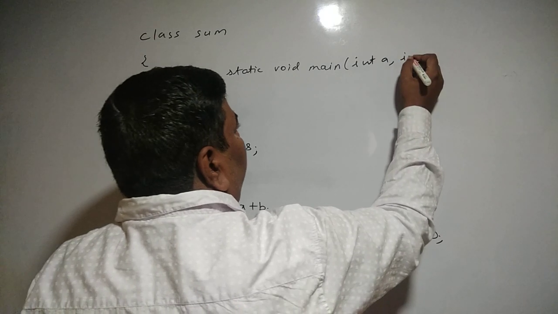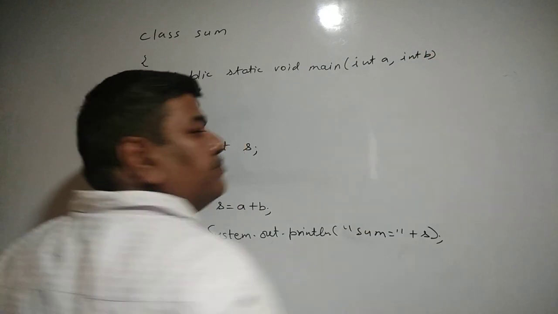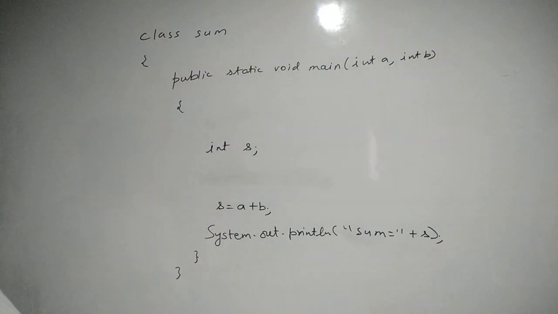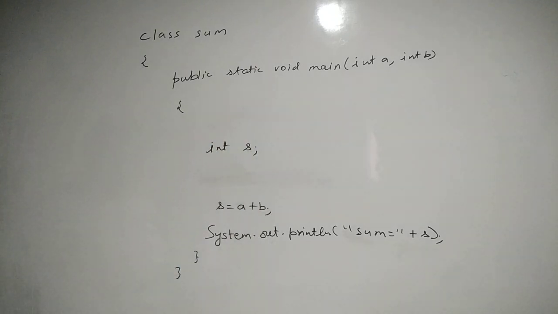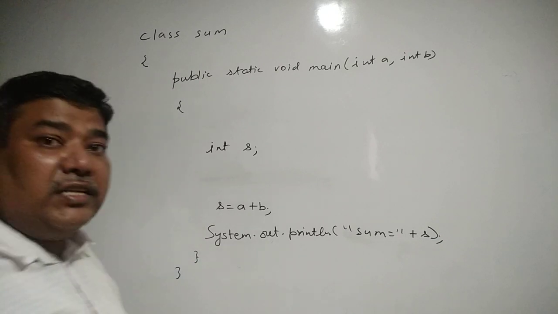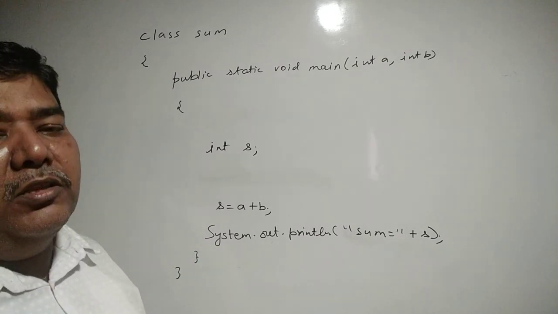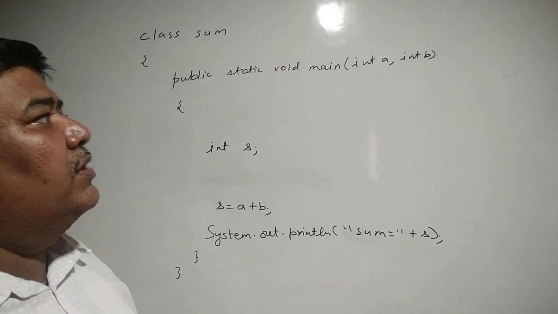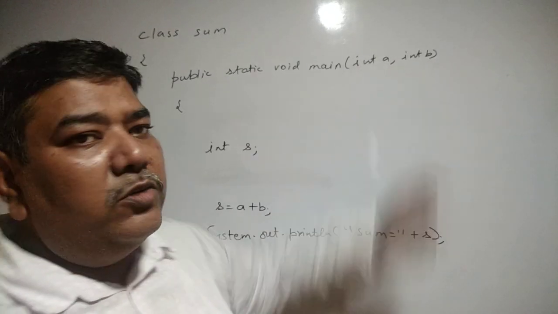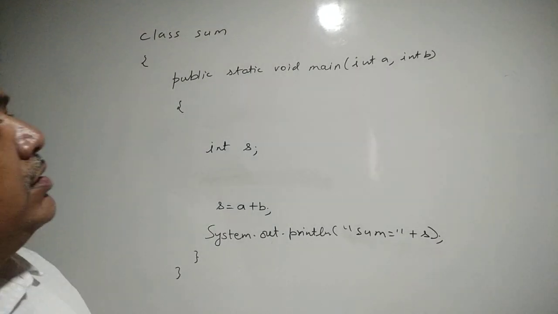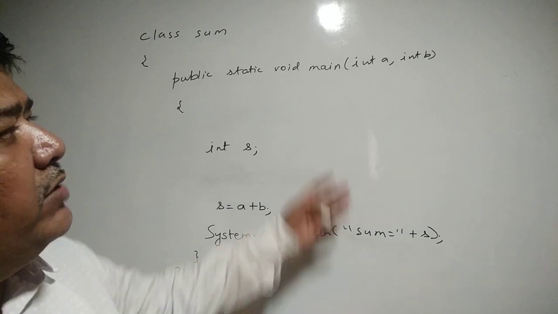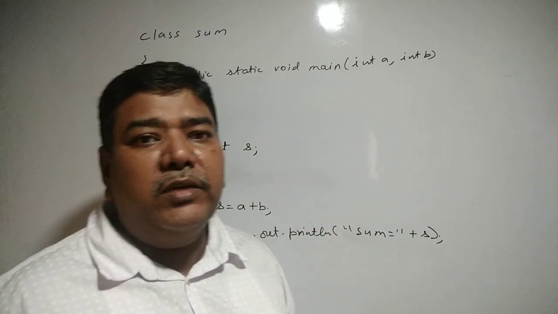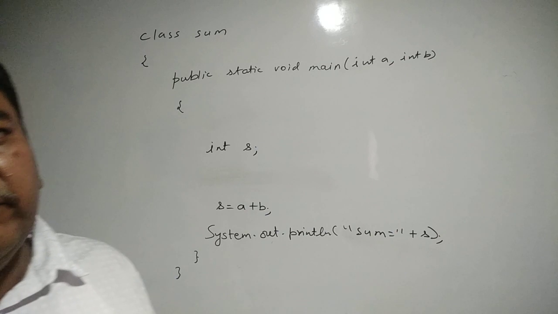Int a, comma, int b. Like this I will write. Then I will remove int a, int b from here also. Now when I run this program, next class I will show you practically how we run it. If I write int a, int b over here, this is a method in which we can take the input from the user. When we run this program, the computer will ask us to enter the value of a and b.